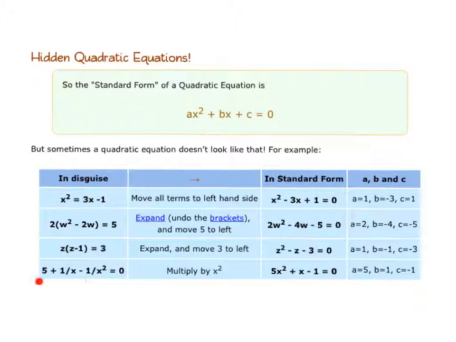This one is also a quadratic equation. If you multiply everything by x squared, so x squared times 5, you get 5x squared. X squared times 1 over x, you would get x, and x squared times this last term, you would get negative 1. Set it equal to 0, so this is a quadratic equation as well. So now that you know what they look like, now we're going to solve.